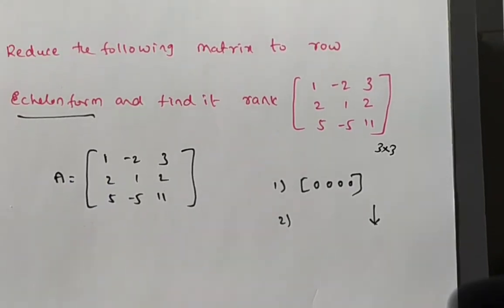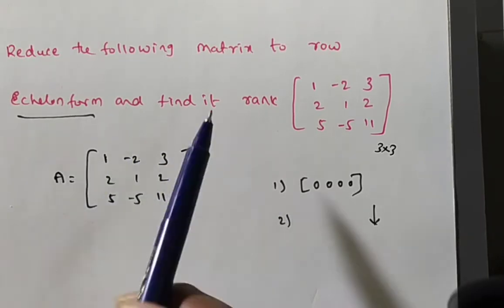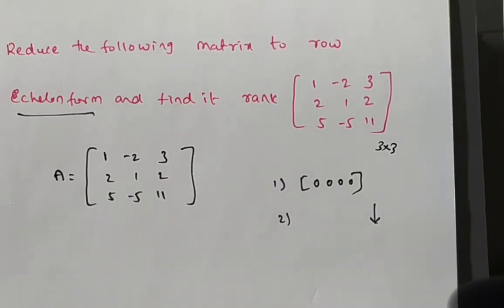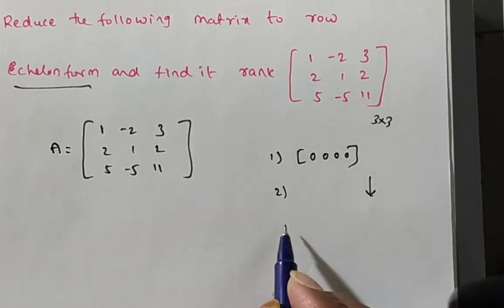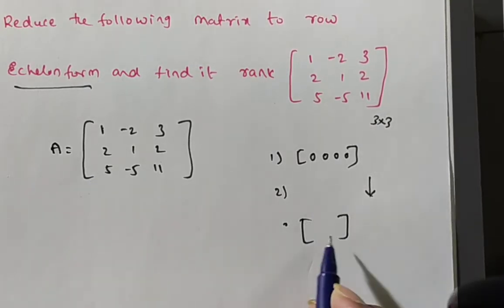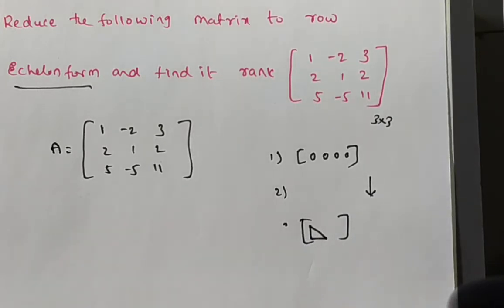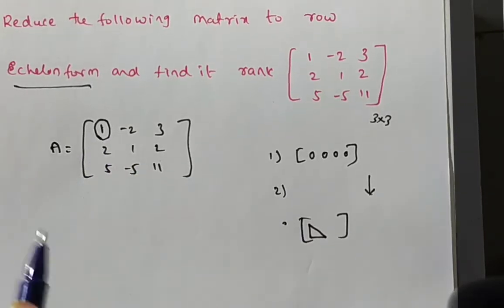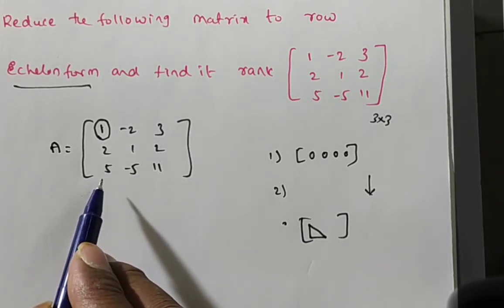Now to find the rank we have to apply the row echelon form, in which we apply elementary row operations. After applying them we will get a matrix where the elements below the diagonal are zeros, nothing but an upper triangular matrix. First, round up the first diagonal element, then make the elements below the diagonal 0 by applying elementary operations.